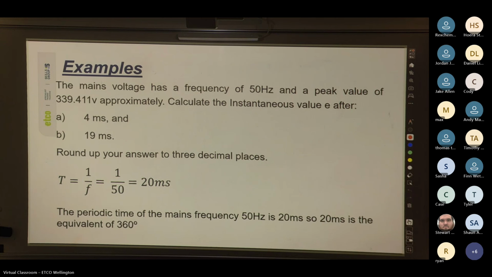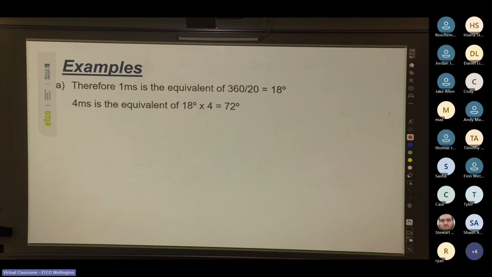So the periodic time of the mains frequency, 50 hertz, is 20 milliseconds. 20 milliseconds is the equivalent of 360 degrees. Therefore 1 millisecond is the equivalent of 360 divided by 20, which gives 18 degrees. So 4 milliseconds is the equivalent of 18 degrees times 4, which equals 72 degrees. Is this making sense?